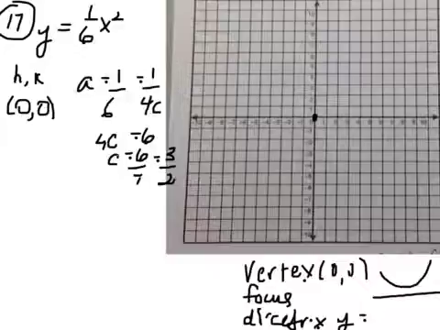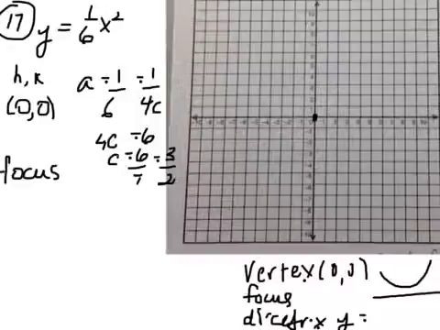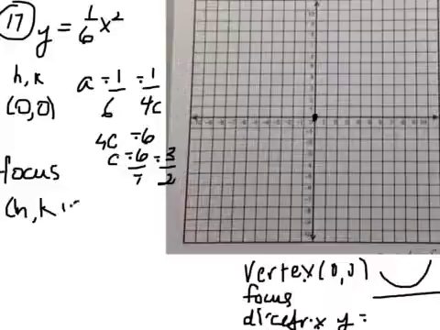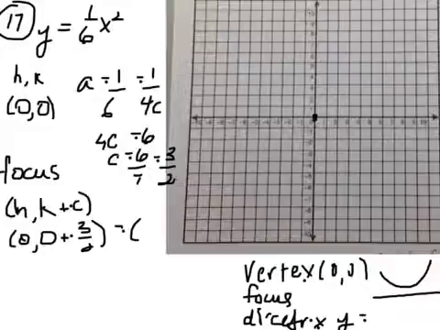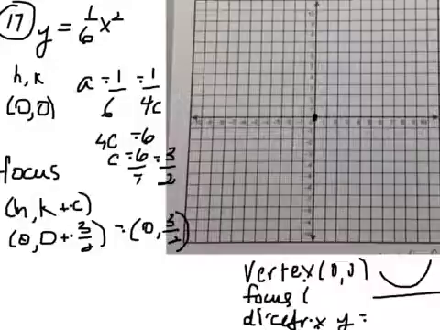Well, if you look, your focus, which we don't have yet, they tell you that it is h, k plus c. Well, we know that h is 0, we know that k is 0, and now we know that c is 3/2. So our focus is going to be 0, 3/2. So let me write that down here. We're running out of room already.